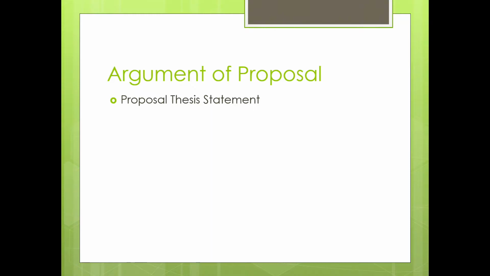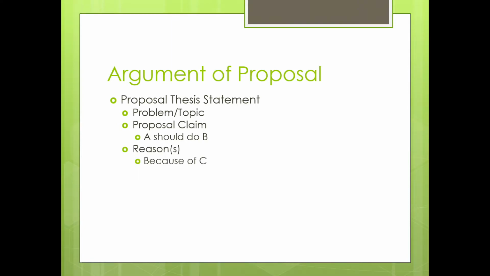When we look at an argument of proposal and we look at the thesis statement, we have a problem or a topic, right? We know this. All thesis statements have a topic, right? But the argument of proposal is looking at the topic or a problem. It's something that you want to change or somebody to take action on. And the proposal claim most often is going to look like something like this. A should do B, or A should not do B, right? And then our reasons or our main points are because of C.